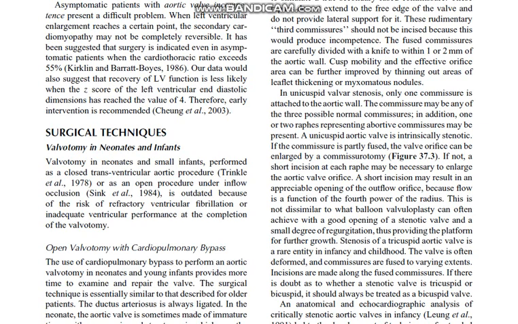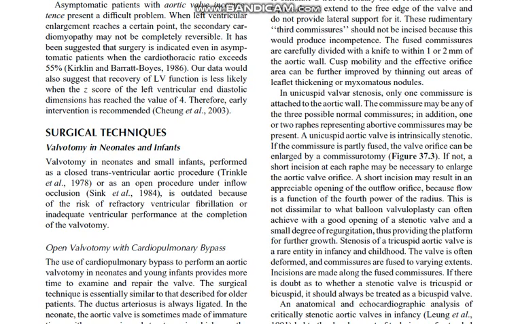In unicuspid valvular stenosis, only one chamfer is attached to the aortic wall. The chamfer may be any of the three possible normal chamfers. In addition, one or two rafts representing abortive chamfers may be present. A unicuspid aortic valve is intrinsically stenotic.